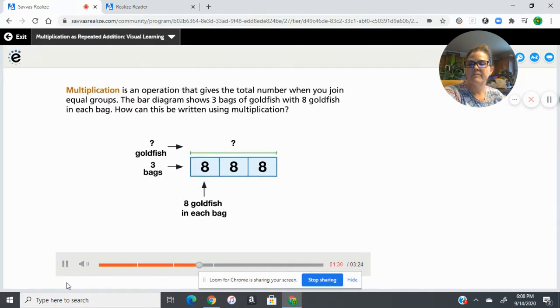Multiplication is an operation that gives the total number when you join equal groups. The bar diagram shows 3 bags of goldfish with 8 goldfish in each bag. How can this be written using multiplication? Okay, so there's a symbol we use to show groups of. So when we're doing 3 groups of 8, we have a symbol that we use for the word groups of. Let's see what they tell us here.